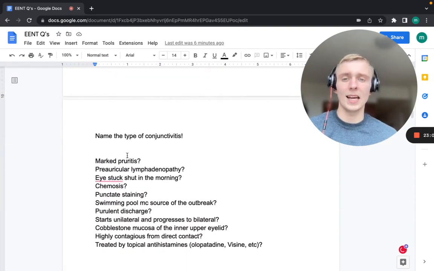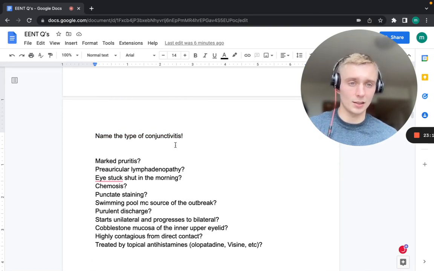Next one is a game, name that type of conjunctivitis. I'll give you a classic symptom or sign of conjunctivitis, and it's important to be able to name what type that is. There's 3 different types of conjunctivitis mainly, and we're going to see if we can name them based on the classic signs or symptoms. Often in the vignette, they might just describe it to you and expect you to know, is it one of these 3 or 4 types of conjunctivitis? So based on this, see if you can get it.